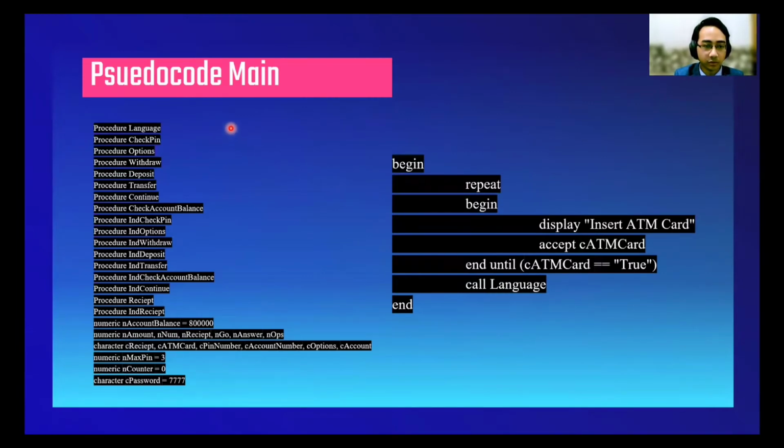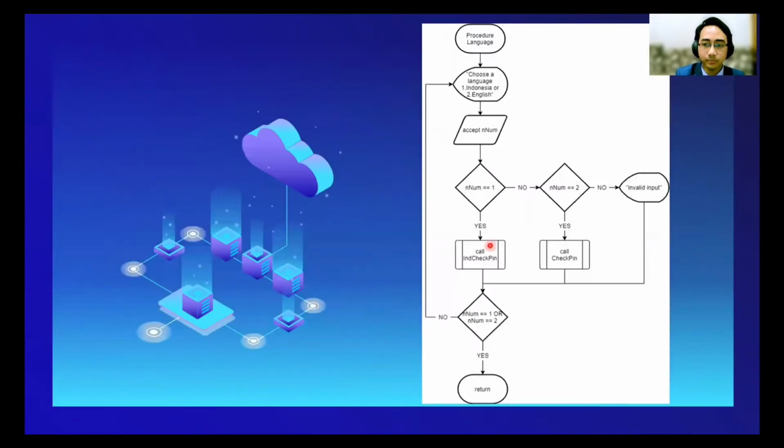Here's the pseudocode for the main. Here are the global variables. And here's the begin, display insert ATM card, and it will loop. We use the repeat until here. So it will loop again until the ATM card is true. If it's true, we'll call language.